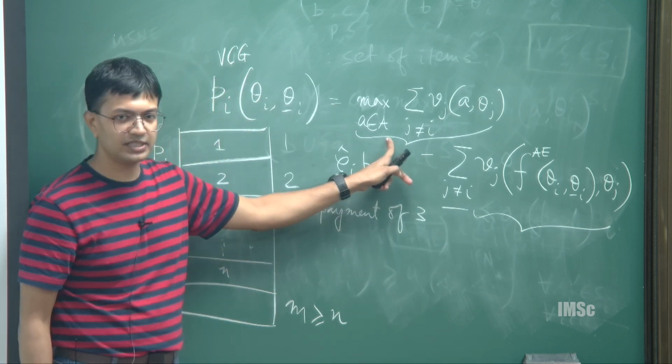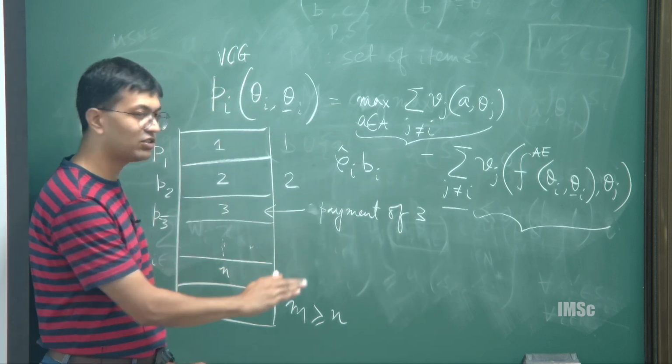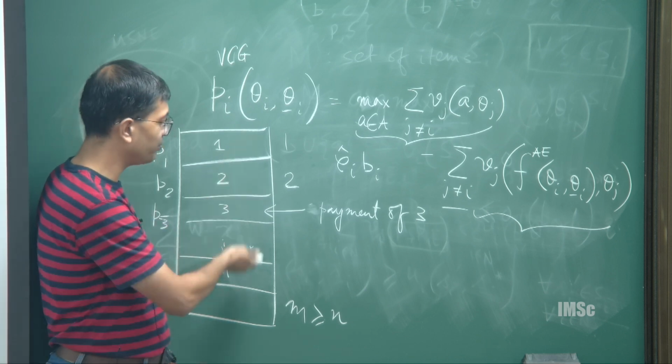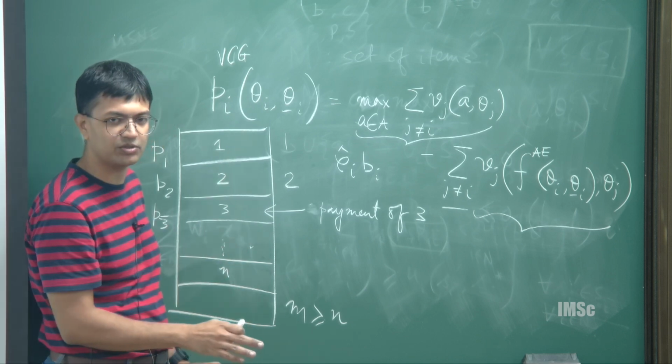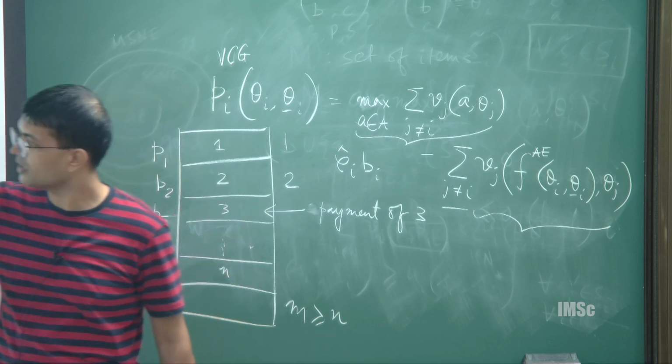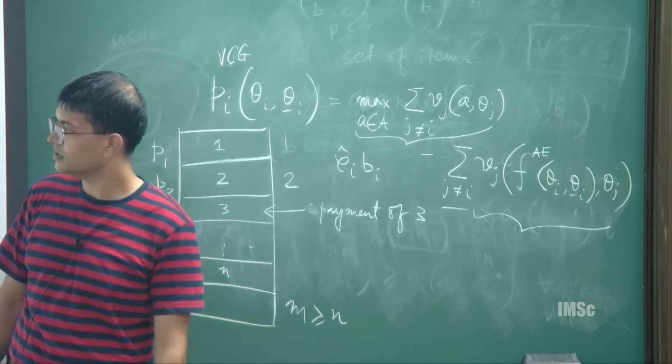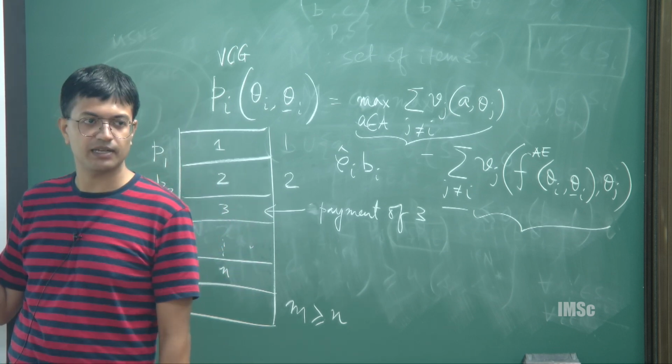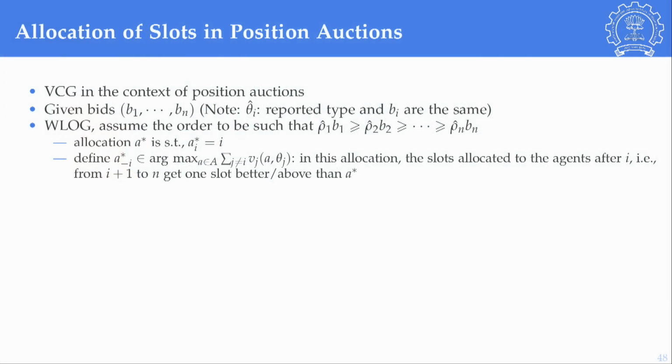The first term is calculating by removing this agent altogether. You still have these m positions, but you do not have the third agent anymore. In fact, you are plucking one of these guys out, so the order still remains the same. What is the efficient allocation in that case? Everything gets shifted. All of the agents 4 to n are stepped up by one position. Let us say that is A star minus i.